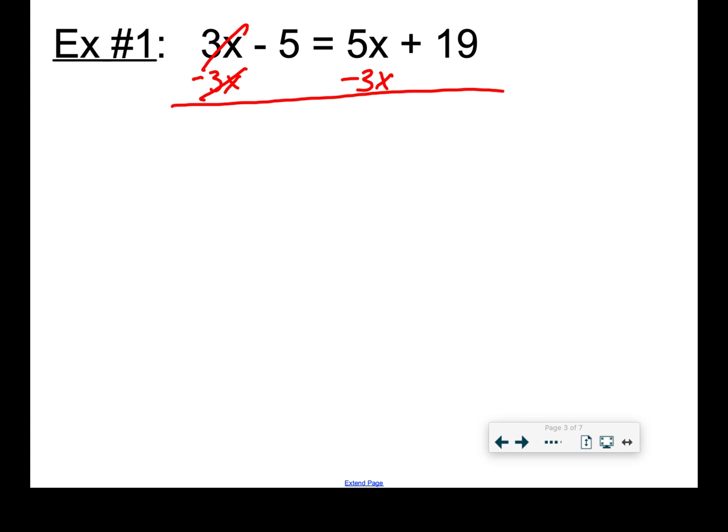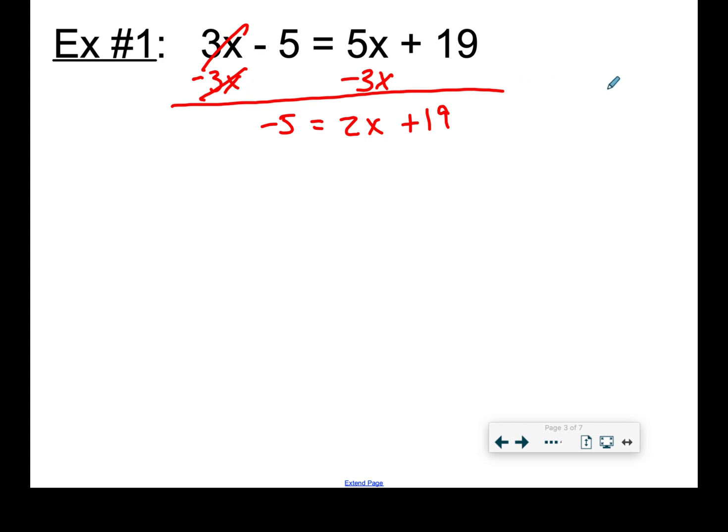When I do that, I bring everything down. This negative 5 comes down, 5x minus 3x gives me 2x, and I'll bring the plus 19 down. Just a quick heads up: if you wanted to subtract 5x from the other side and do it that way, that would have been okay as well. You would ultimately still get to the same answer. Your process would look a little different with negatives and things like that, but the answer in the end would be the exact same.